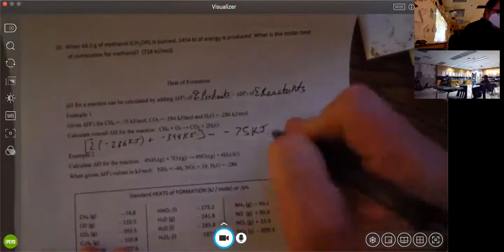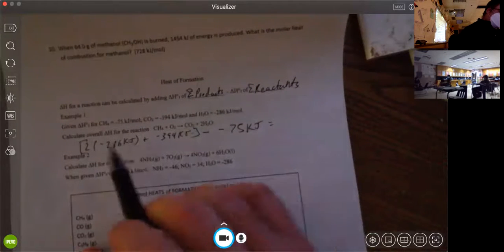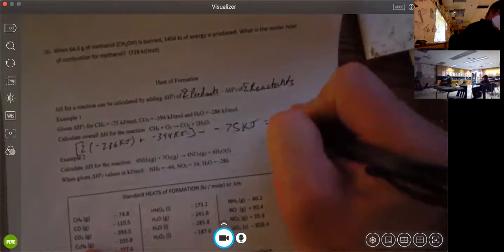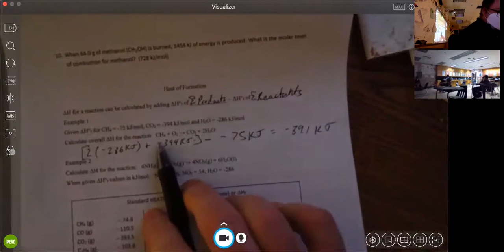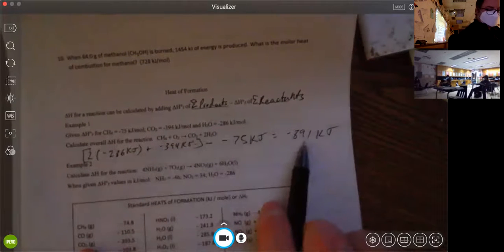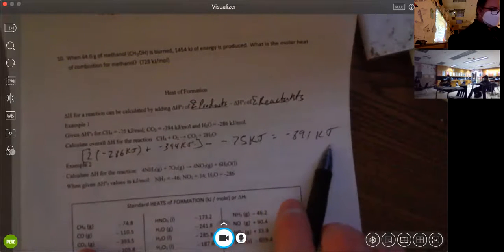So then we add this up. 2 times negative 286 plus negative 394 minus negative 75. It's negative 891. All right. Boom. So whenever we combust 1 mole of methane, we get 891 kilojoules given off.